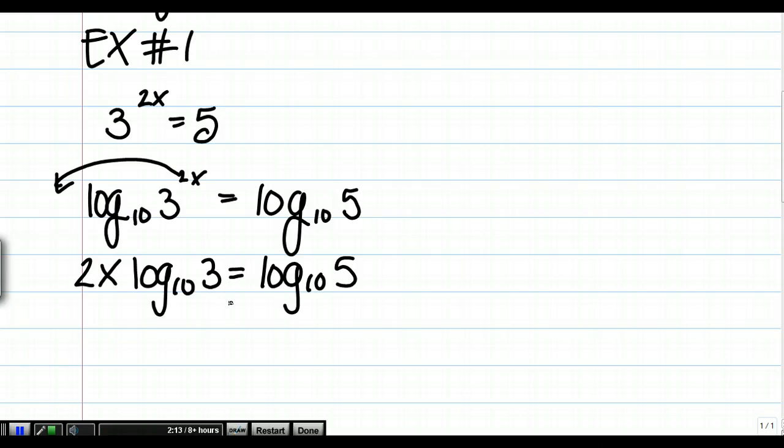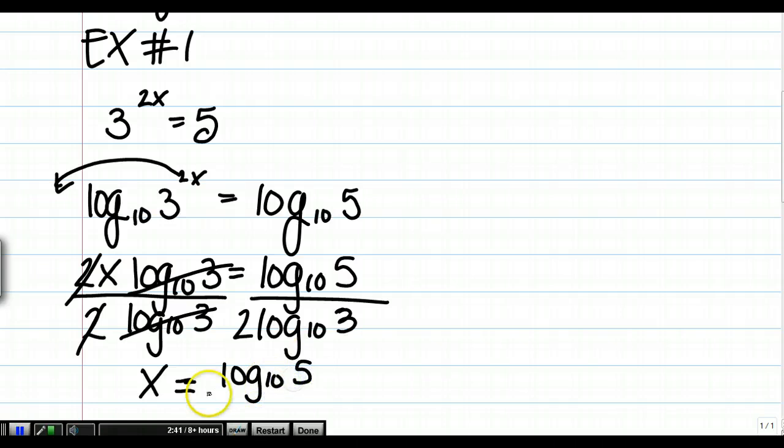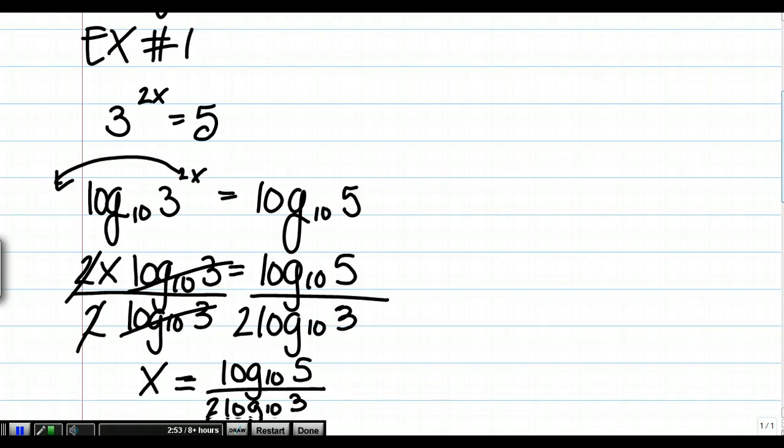Now I'm going to try to get x by itself. In order to do that, I'm going to divide by 2 and by log base 10 of 3 on both sides. So the 2's will go away, the log base 10 of 3 will go away, and I will have x equals log base 10 of 5 divided by 2 times log base 10 of 3. Don't forget the 2, I keep forgetting that 2. So this is what's called calculator ready form.